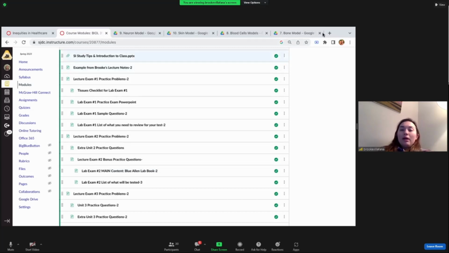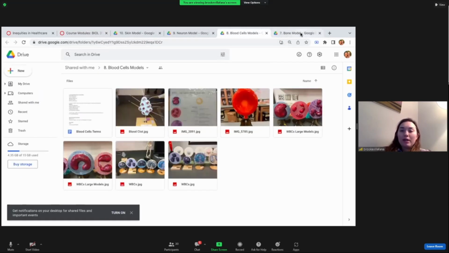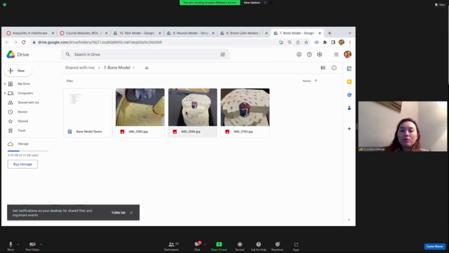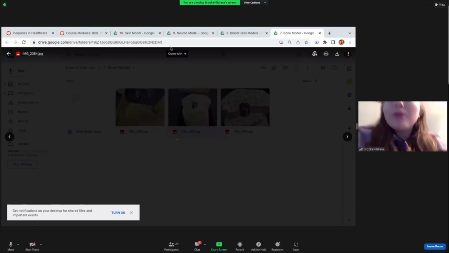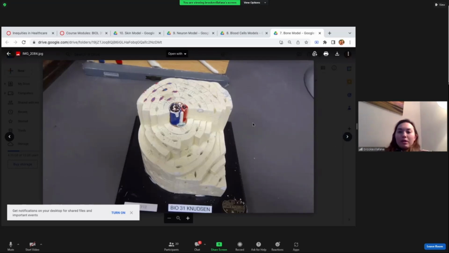Any questions at all? So remember, all of your models will be on the test, right? So let's go through those. Again, if you guys have questions, feel free to interrupt me, raise your hand, or put your questions in the chat. All right, so for this model, this is the bone model.